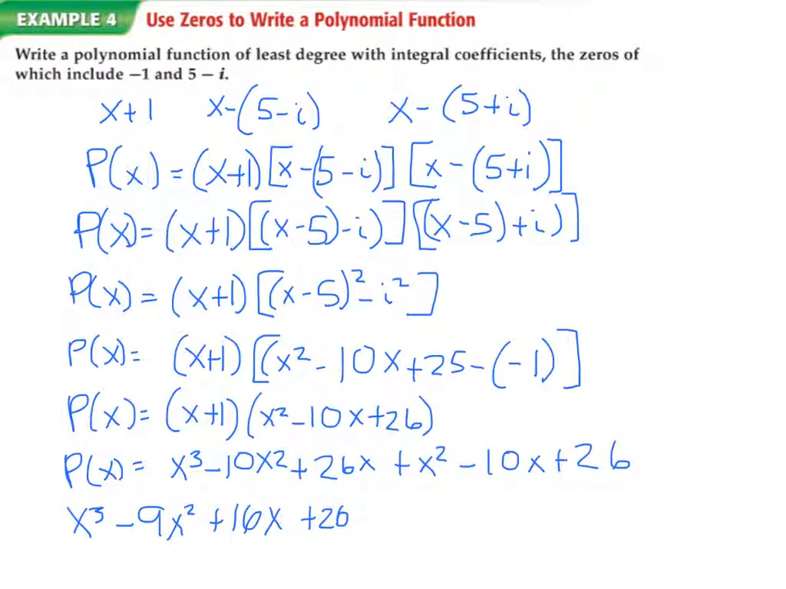And because there are 3 zeros, the degree of the polynomial function must be 3. So p of x equals x cubed minus 9x squared plus 16x plus 26 is a polynomial function of least degree with integral coefficients and zeros of negative 1, 5 minus i, and 5 plus i.